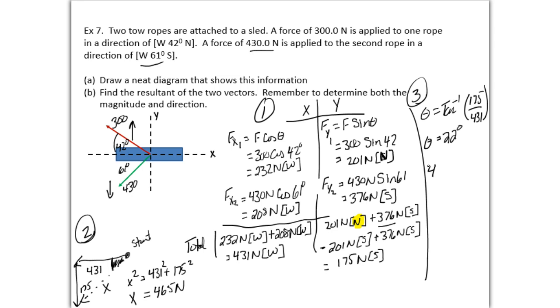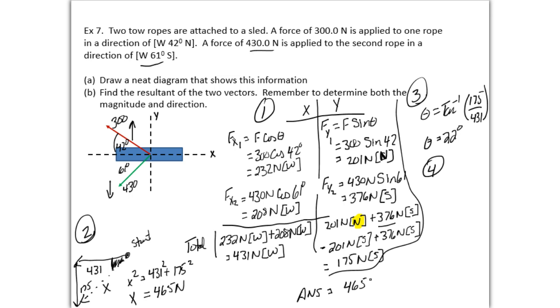And I guess I should have said a fourth step in the last example. The fourth step is just give the final answer. Let me move this line here a little. So let's give the final answer. So your answer, you have 465 newtons of force. What is the angle it's being applied in?